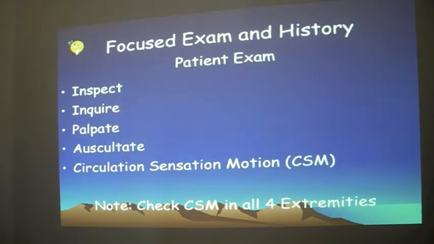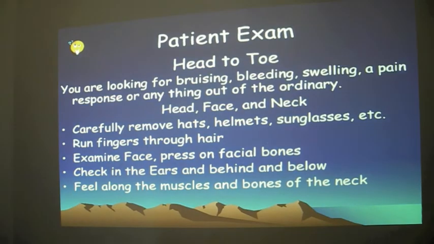Can you wiggle your fingers for me? Do you feel me touch your fingers? Can you squeeze my hands for me? Okay, that's what CSM is. Patient head to toe. You're looking for any type of bruising, bleeding, swelling, a pain response, or anything out of the ordinary. Start at the head, face, the neck. Carefully remove hats, helmets, sunglasses, etc. Run your fingers through their hair. When you do that, look at your gloved hands afterwards. Do you see blood?